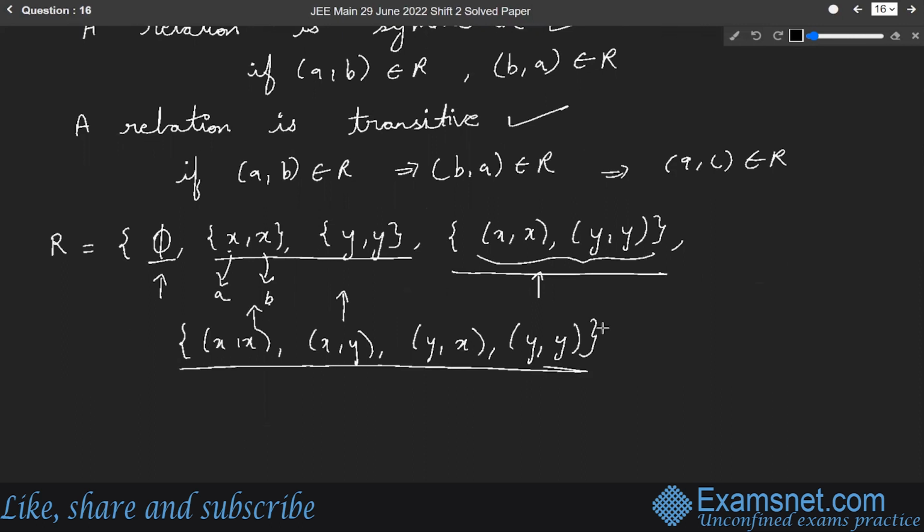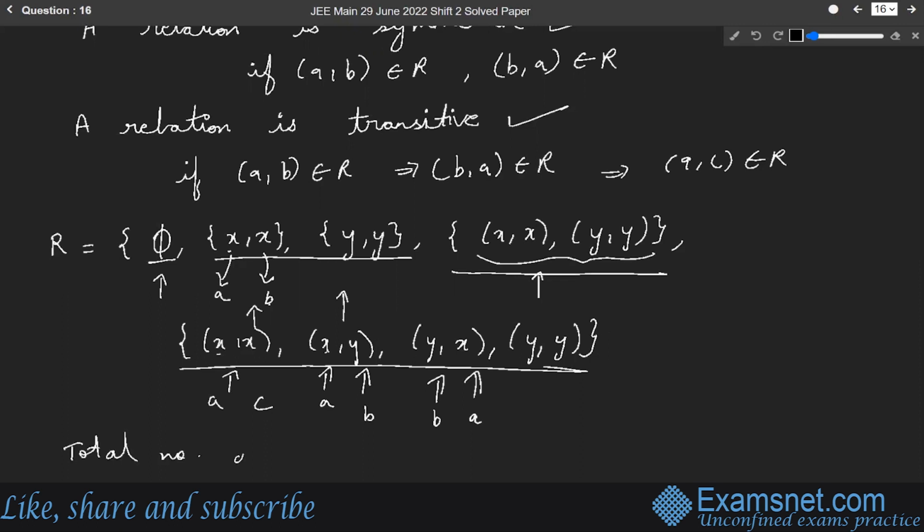If we consider this fifth element, you can see that here a comma b belongs to R and b comma a also belongs to R. If we talk about transitive, let us take this as a and let us take this as b. Here a comma b belongs to R and b comma a also belongs to R, so a comma c should also belong to R. Now what is a comma c? It is x comma x. So it is transitive. So we can say that for all these sets, the relation R is symmetric as well as transitive, but we have to identify the total number of sets here.